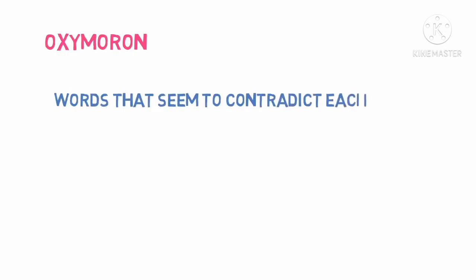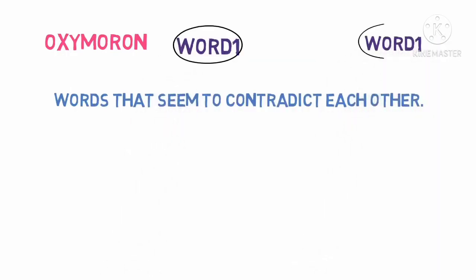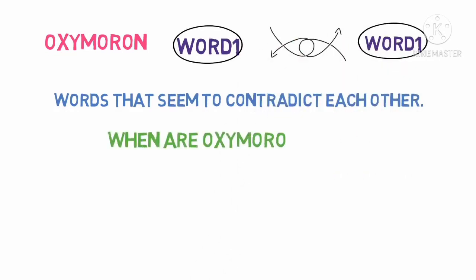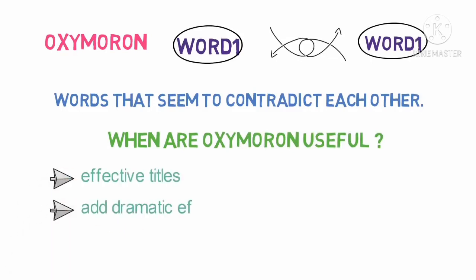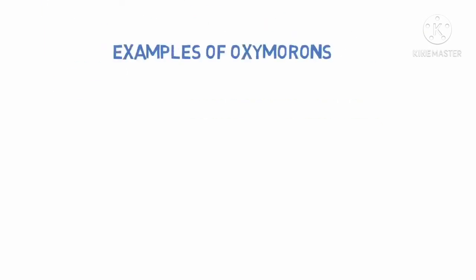Oxymoron. An oxymoron is a figure of speech containing words that seem to contradict each other. That is, one word says one thing and the other word says another thing. Oxymorons are extremely useful in written English because they can make effective titles, add dramatic effects, add flavors to speech, and can sometimes be used to achieve a comedic effect. Let's look into some examples of them.